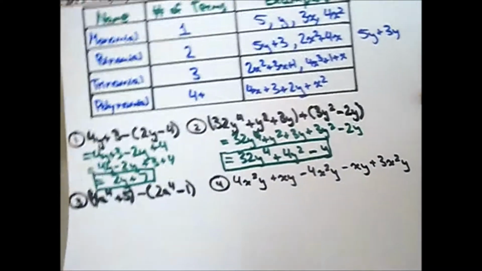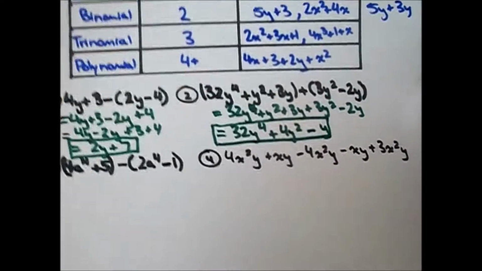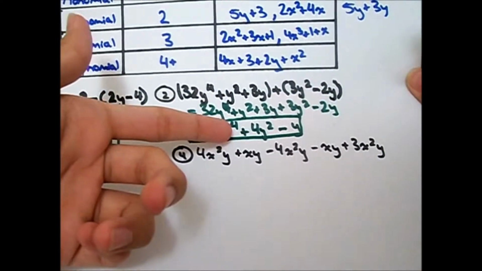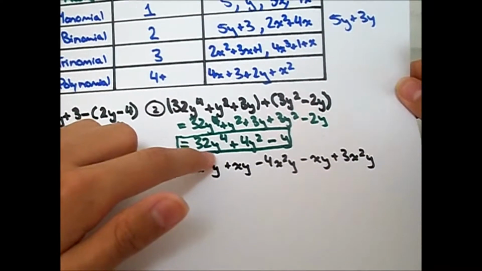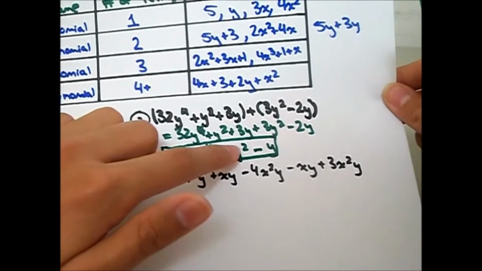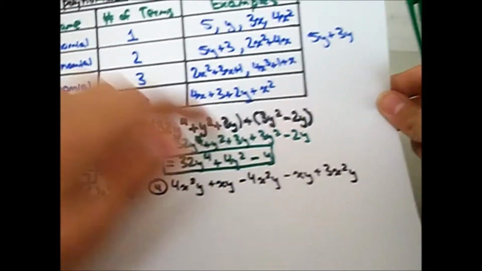Now it's important to put it in order, such as where it has the highest exponent. So an exponent of 4 goes first, followed by an exponent of 2, followed by an exponent of 1.